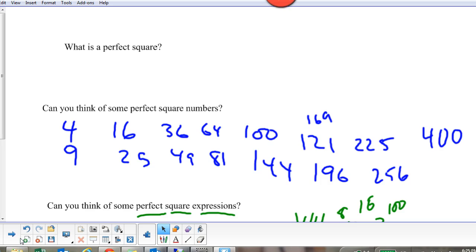All right, so I've come up with a list of some perfect square numbers. Certainly we see 2 squared is 4, 3 squared is 9, 4 squared is 16. So these are the numbers that I would have expected us to come up with, right? These are from our times tables, all the way up through 11 squared is 121, 12 squared is 144. Did you know 13 squared is 169, 14 squared is 196, 15 squared is 225, 16 squared is 256, 20 squared is 400. Those are numbers that I would think that we would come up with the answers to.